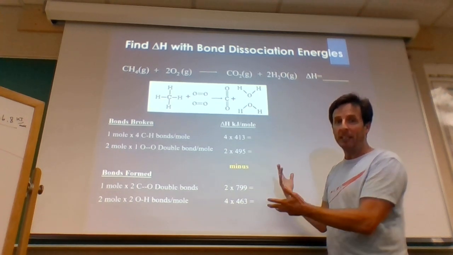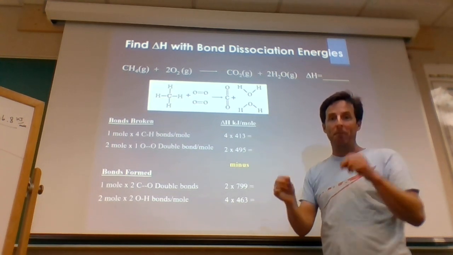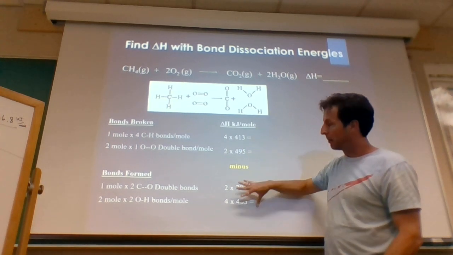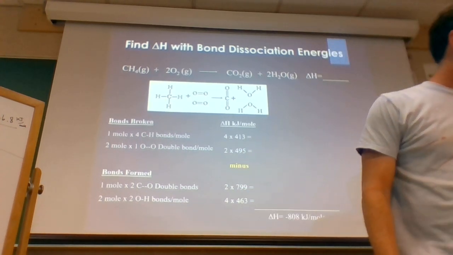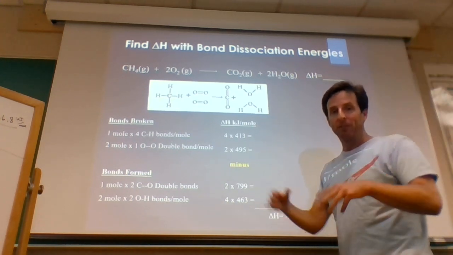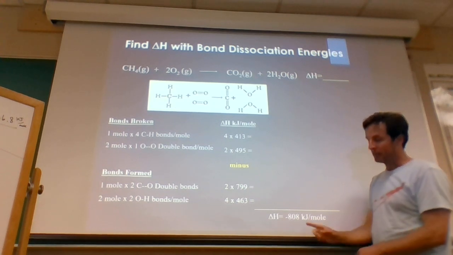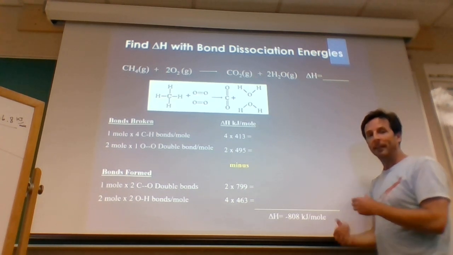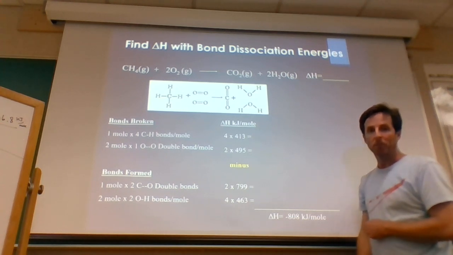So the setup's really easy if you just look at your structures, count how many of each type of bond there are, and just do the bonds in the reactants minus the bonds in the products. That's the whole process. And if we do that, this is a different reaction from the ones we've done before. So again, the answer here is going to be negative 808. You can do the math and check it yourself. That's how we find delta H by bond dissociation energies.